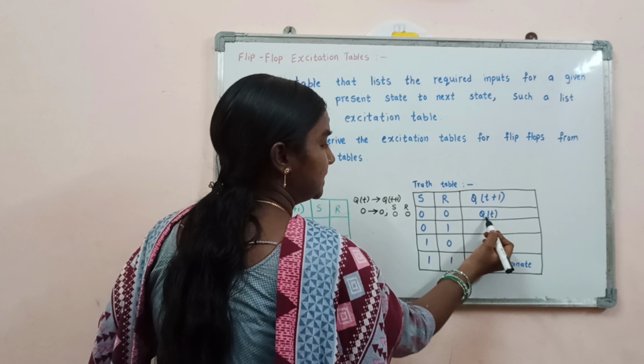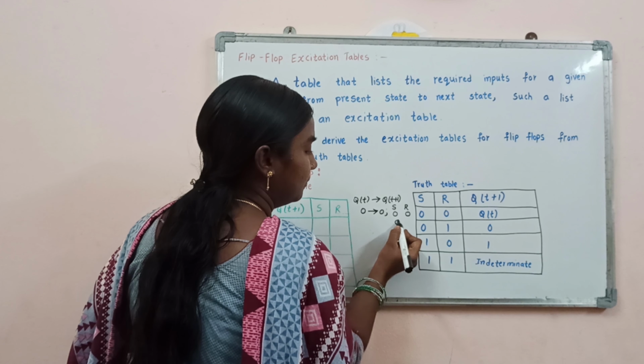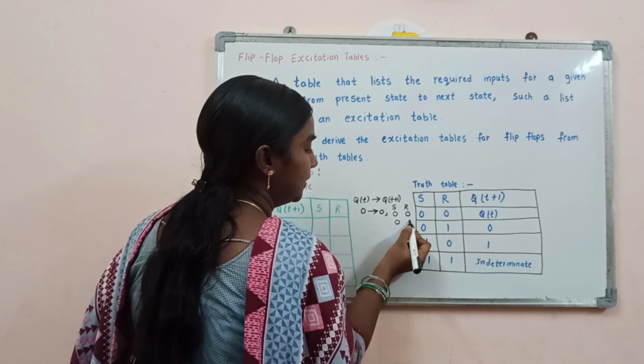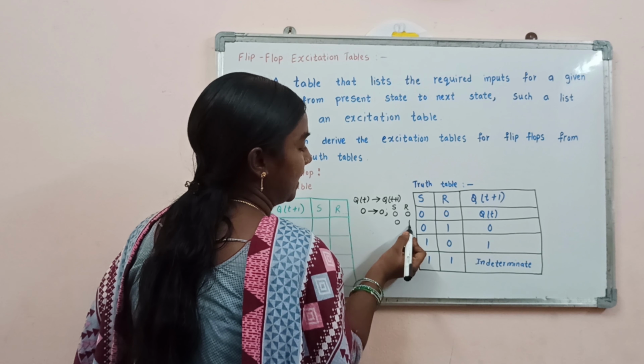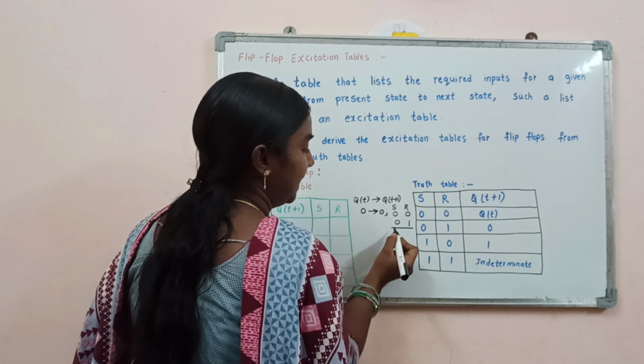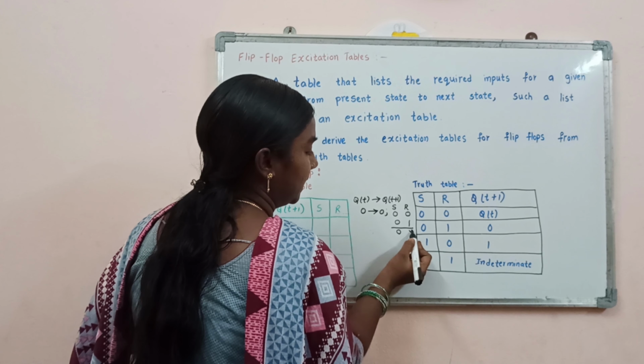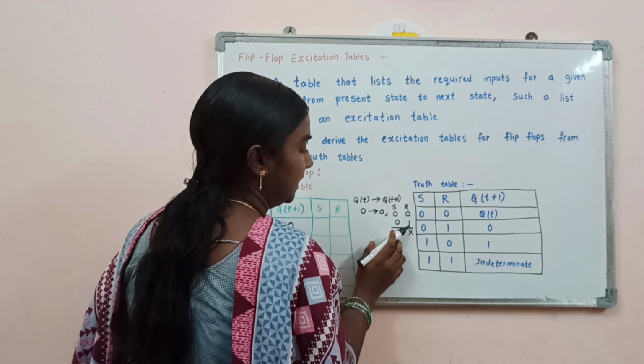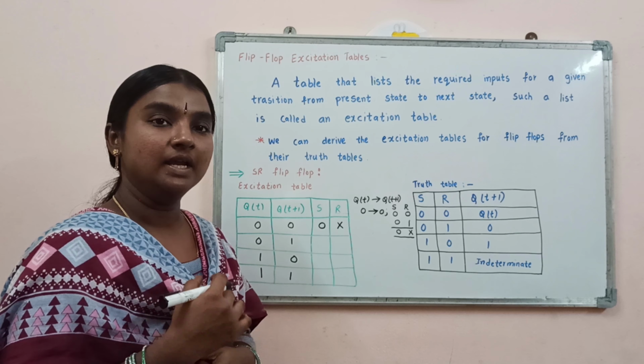And the next state is also 0 in the input condition where the set input pin is 0 and the reset input pin is 1. From this, we may easily say the set input pin will be 0 and the reset input can be don't care. It can be 0 and it can be 1. So in this 0 to 0 transition, the set input pin will be 0 and the reset input pin will be don't care. It is going to contain a bit, either 0 or 1.